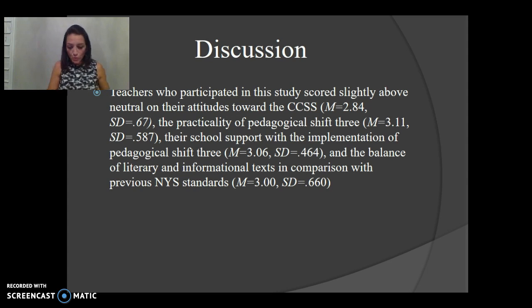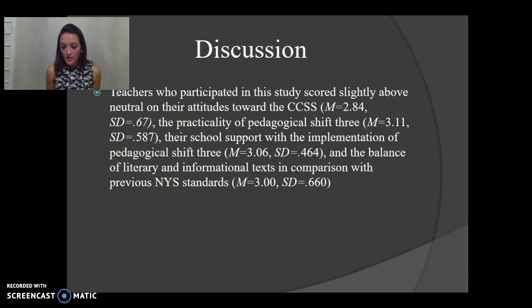Teachers who participated in this study did score slightly above neutral on their attitudes toward the Common Core state standards. This was a mean score of 2.84. They also scored above neutral on the practicality of pedagogical shift 3, the school support with this implementation, and the balance of literary and informational text in comparison to the previous New York State standards.